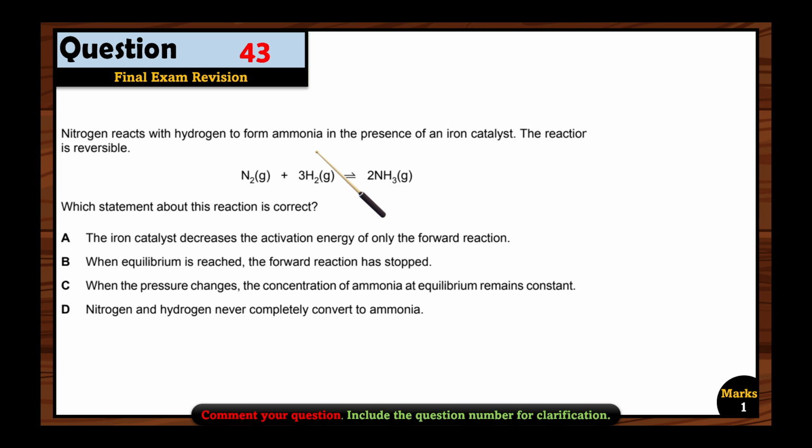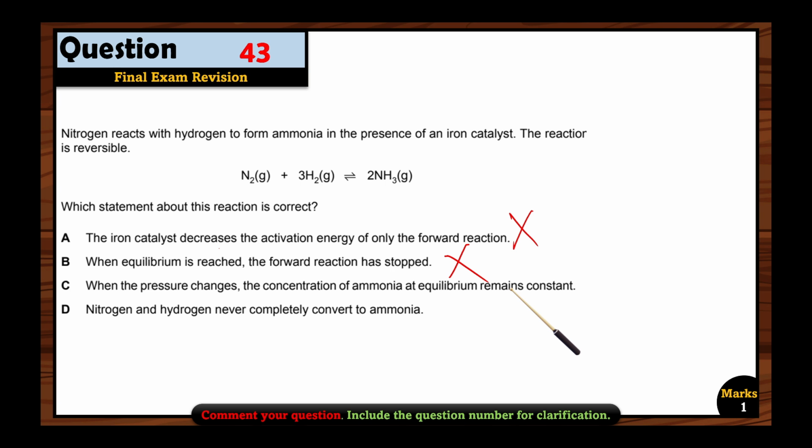Question 43. Nitrogen reacts with hydrogen to form ammonia in the presence of an iron catalyst. The reaction is reversible. Which statement about this reaction is correct? The iron catalyst decreases the activation energy for only the forward reaction. Wrong. The catalyst will decrease the activation energy of both reactions, reverse and also forward. When equilibrium is reached, the forward reaction has stopped. Again wrong. It never stopped.